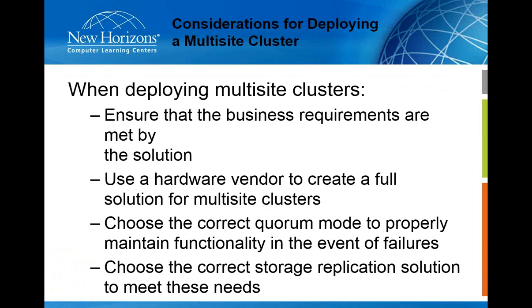Whenever you do a multi-site, you need to ensure that the business requirements are met by the solution. You don't want to go overboard, but you don't want to miss business requirements. You also should use a hardware vendor to make sure that hardware in both sites is exactly the same. Make sure you have your quorum model set properly to maintain functionality in the case an event happens where you have downtime between the headquarters site and the DR site.